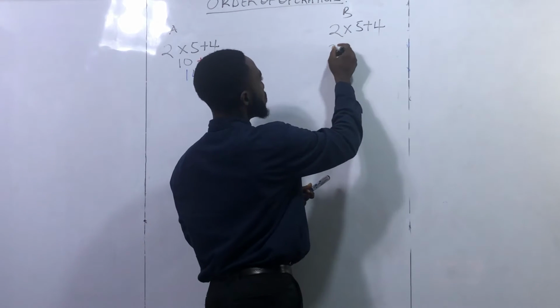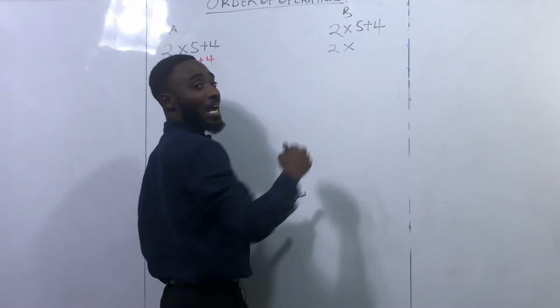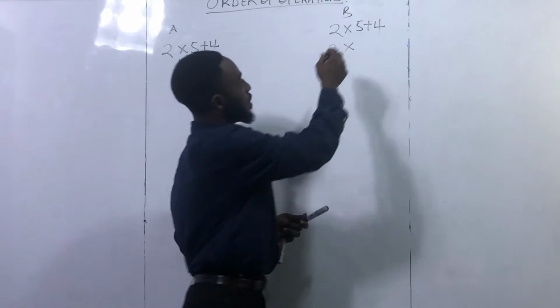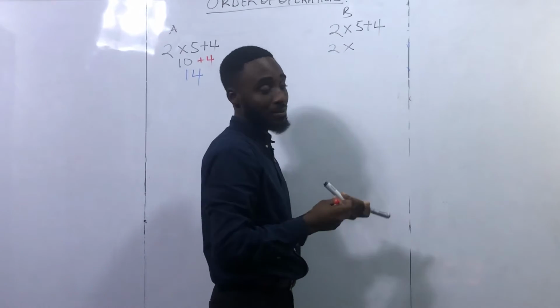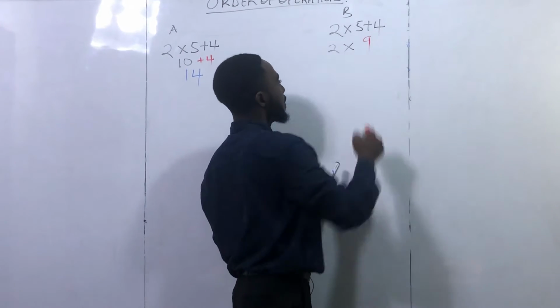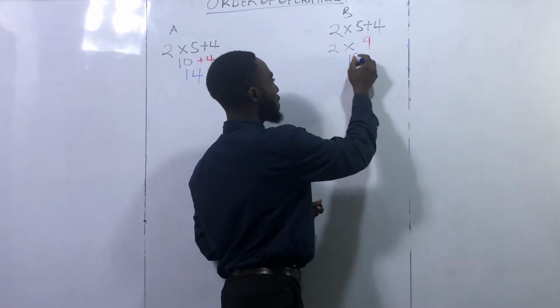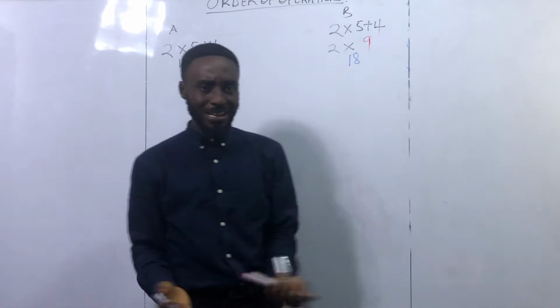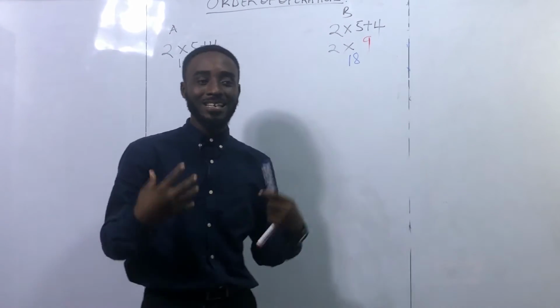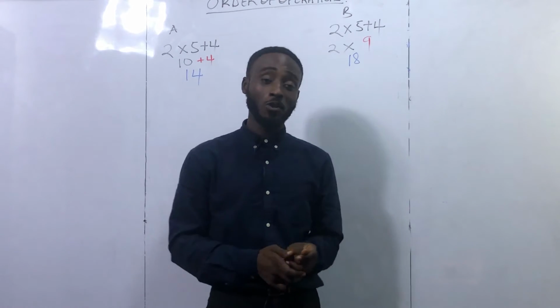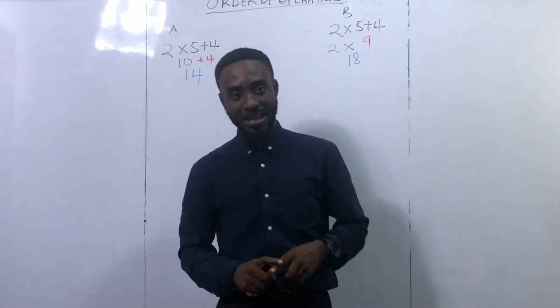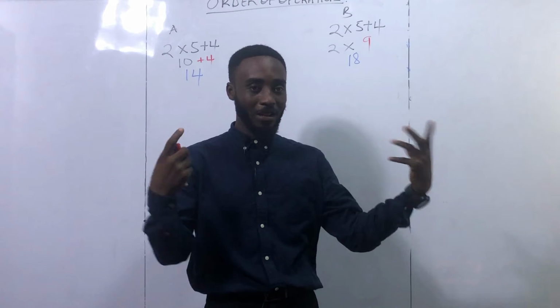He has 2 times 5 plus 4. He adds 5 and 4 to get 9. He multiplies 2 with 9 and gets 18. And this looks very interesting. How can two different students solve the same question and get different answers? This looks kind of ambiguous.